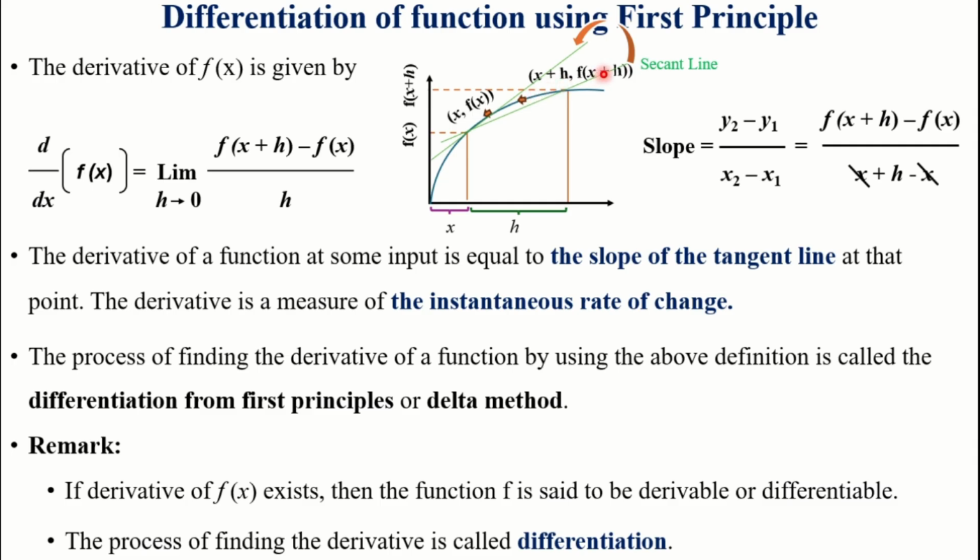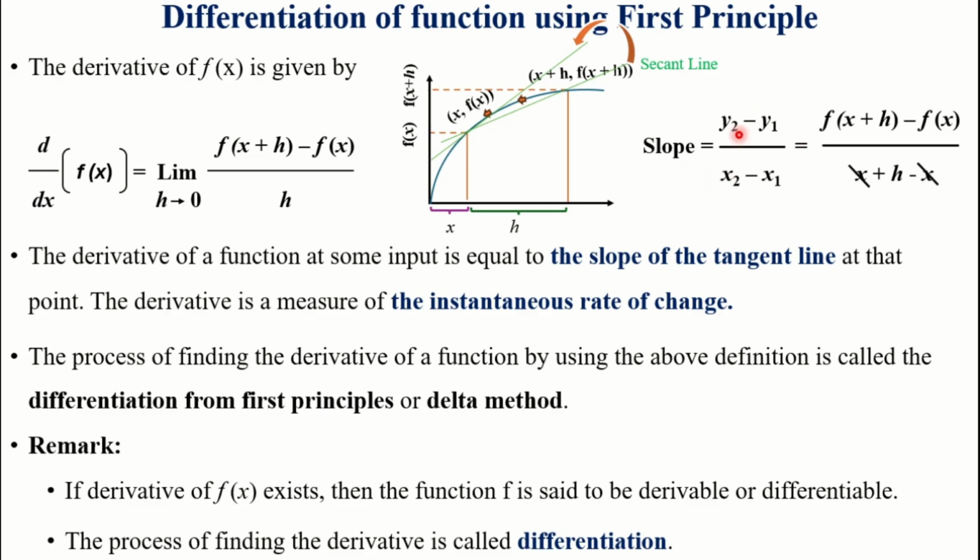Then we can find out the slope of the line. The slope of the line is the same at each and every point. That's why it is called a straight line. How can we find out the slope? y2 minus y1 divided by x2 minus x1, or we can say the rise over run, or vertical distance divided by horizontal distance, that is the slope.